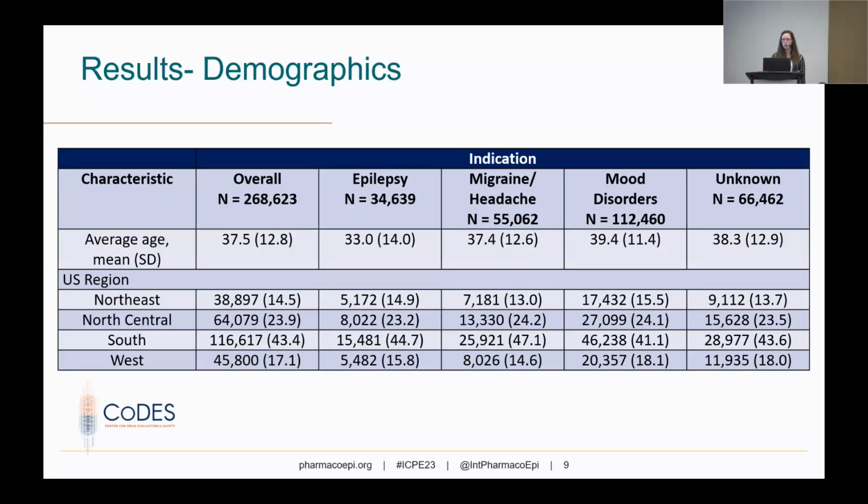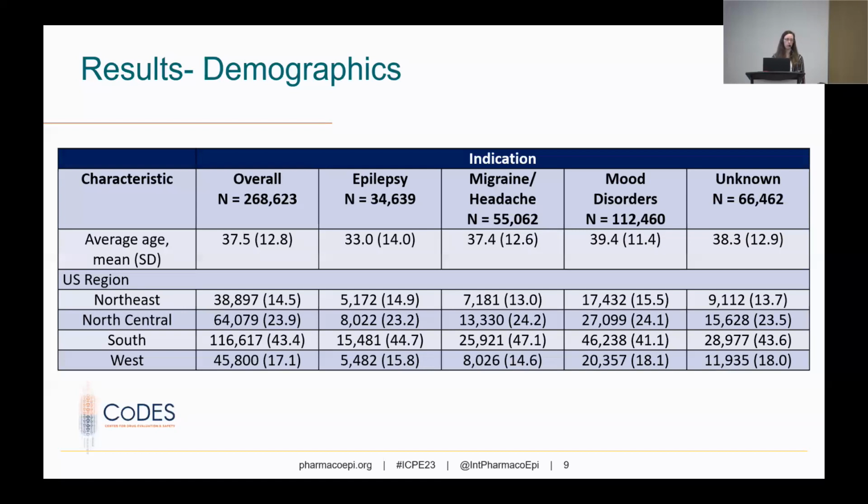So some basic demographic information, we identified 268,000 valproic acid treatment episodes. The vast majority of them were mood disorders, as we expected from our previous work. The average age was 37. But we saw the epilepsy patients were a little bit younger. Their average age was 33, whereas the mood disorders were a little bit older at 39.